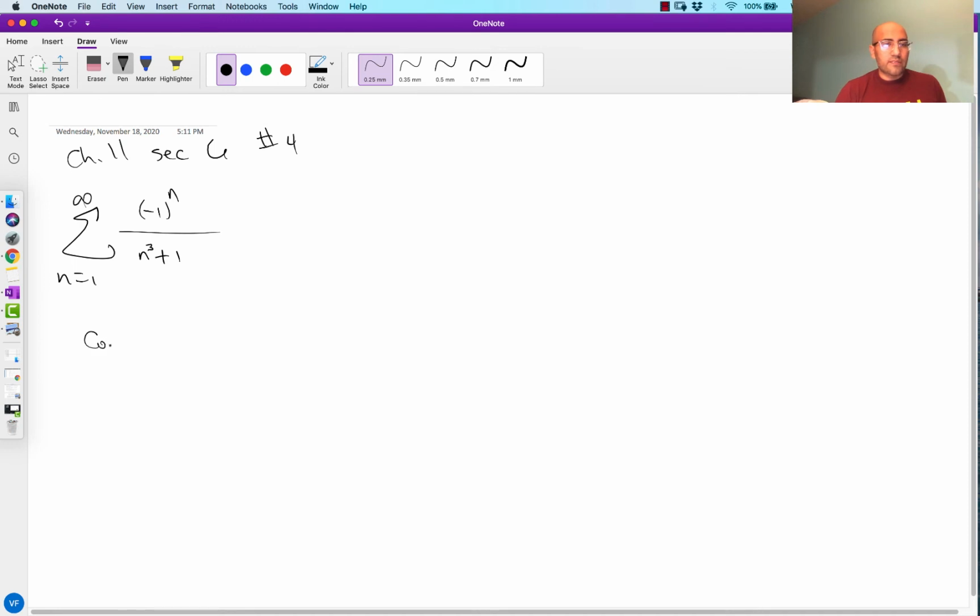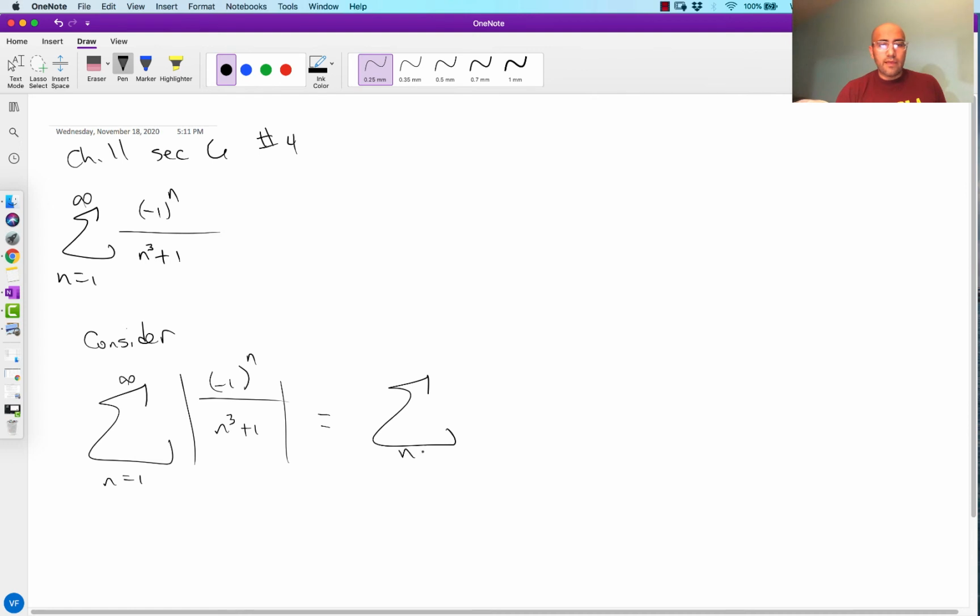Okay, so let's consider this guy. The sum as n goes from 1 to infinity of the absolute value of negative 1 to the power of n all over n cubed plus 1. Well, then that, of course, will take care of this. So this is equal to the sum, as n goes from 1 to infinity, of 1 over n cubed plus 1. Right? So the absolute values just eliminate this part.